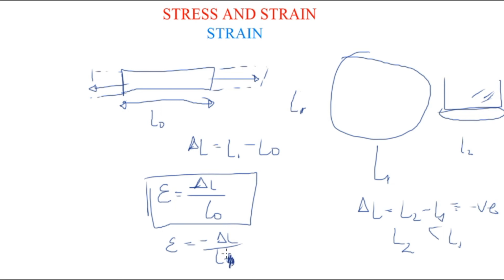Alright, strain is dimensionless simply because the units will cancel out. The unit of change in length is meters. The unit of the original length is in meters, so they cancel out. Then strain becomes dimensionless or unitless.